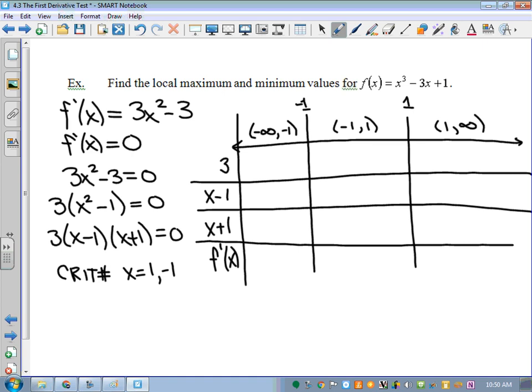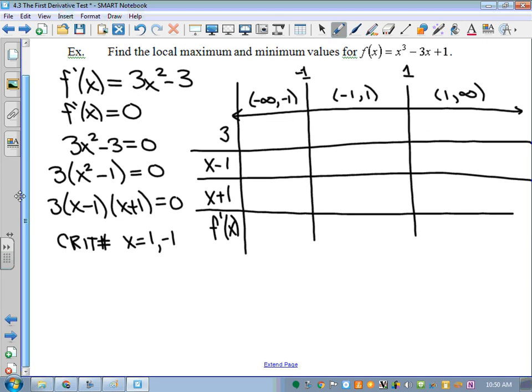Now, because 3 is always positive, I truly didn't need to include it. Multiplying by a positive number never changes the sign, but just for consistency, I'm going to include it in most cases. But 3 is always positive. Doesn't matter what the interval is. X minus 1, on the other hand, is negative from negative infinity to negative 1. It's also negative from negative 1 to positive 1.